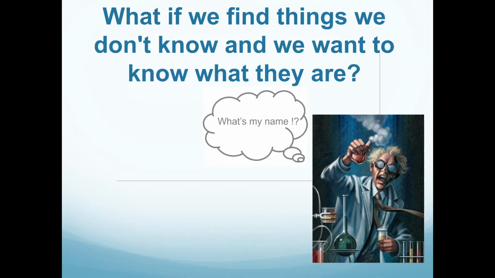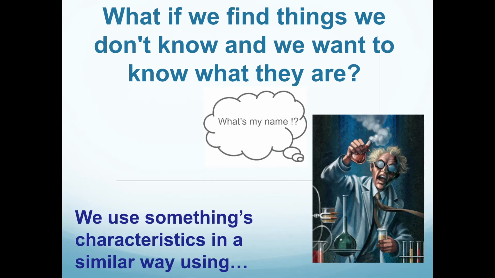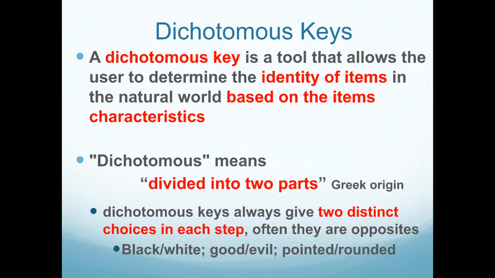Okay, so what if we find things we don't know and we want to know what they are? That's what a dichotomous key is going to do. It's going to allow you to find out what something is without really knowing anything. So a dichotomous key is a tool that allows the user to determine the identity of items in the natural world based on the item's characteristics.